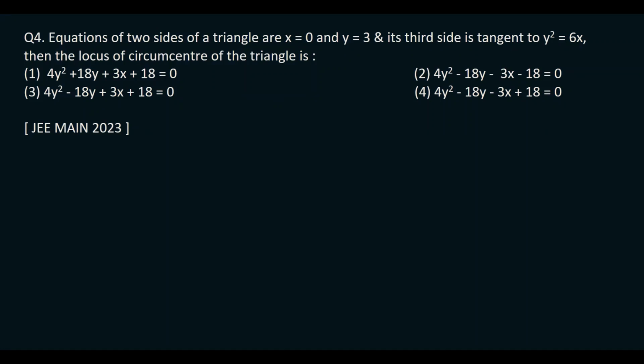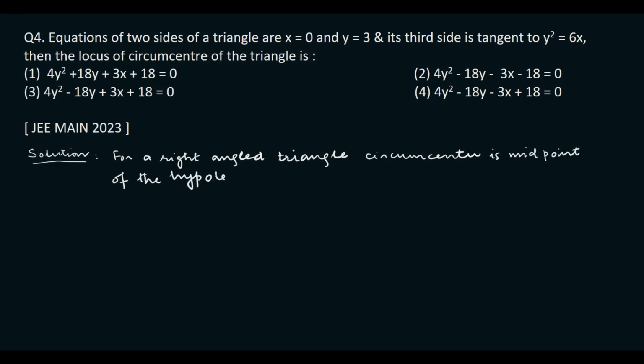Equations of two sides of a triangle are x equal to 0 and y equal to 3, and the third side is tangent to y square equal to 6x. Then the locus of the circumcenter of the triangle is, four options given, one correct, JEE Main 2023 question. We start with the fact that for a right angled triangle, the circumcenter is the midpoint of the hypotenuse. This you might be aware of. So we are going to make use of this fact.